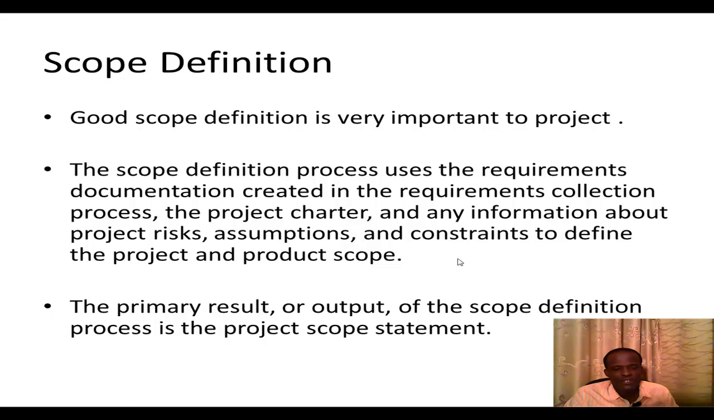So before you can define the scope of a project, you have collected all the requirements from all the relevant stakeholders. You have a project charter and also have looked at any risks or assumptions or constraints there are to properly define the scope of a project. Now, the primary result or output of the scope definition process is the project scope statement.